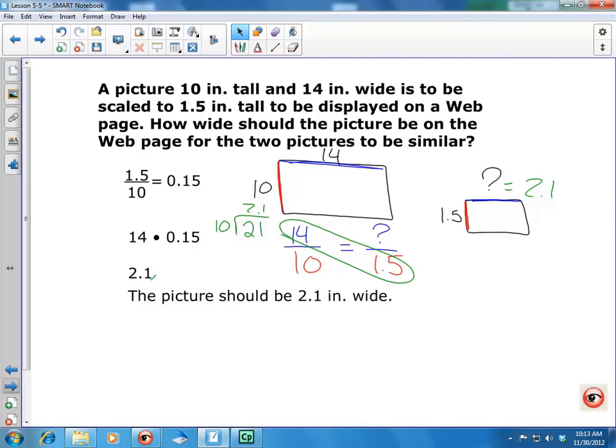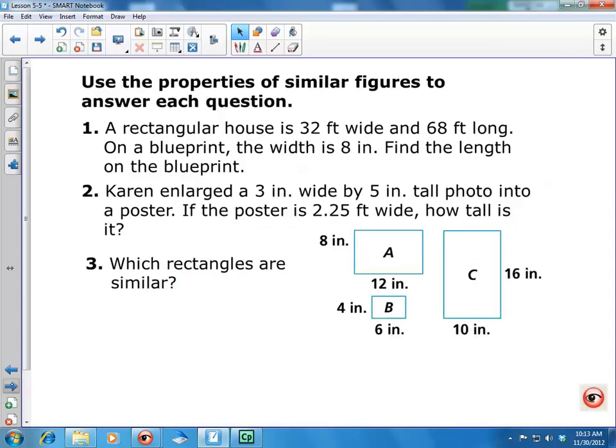All right, questions on that? No? All right, then let's take a look at these last couple of examples. You don't have to write these down. Just pay attention to make sure you understand what you're doing. Okay? Let's take a look at the first one here.